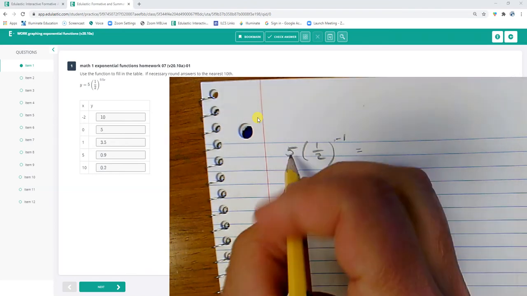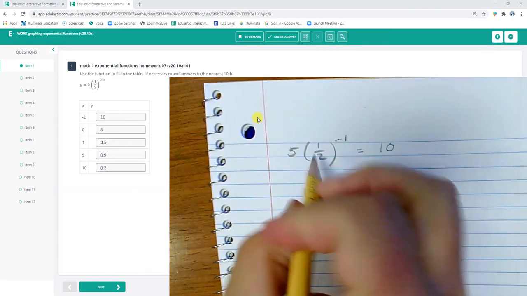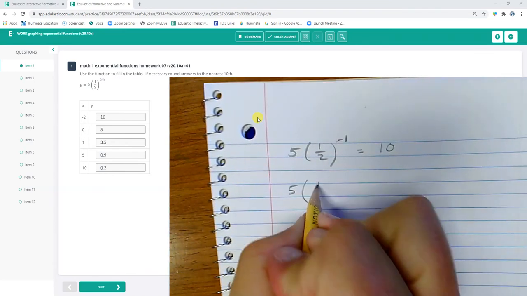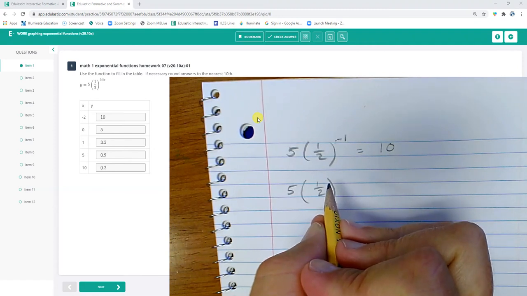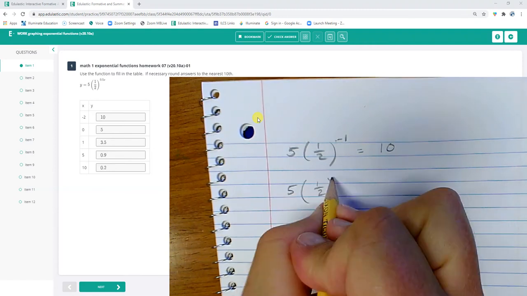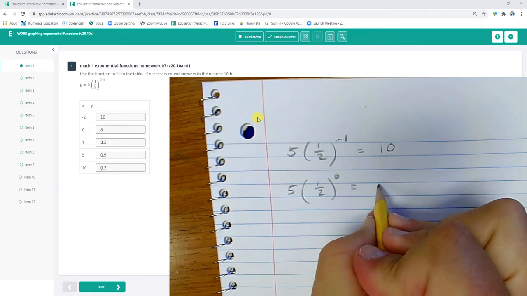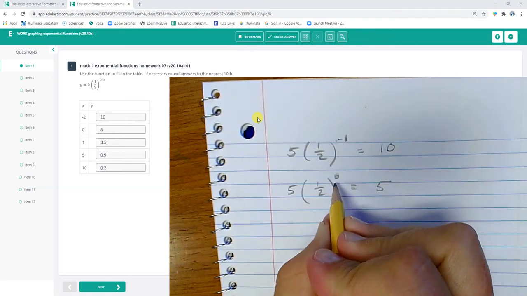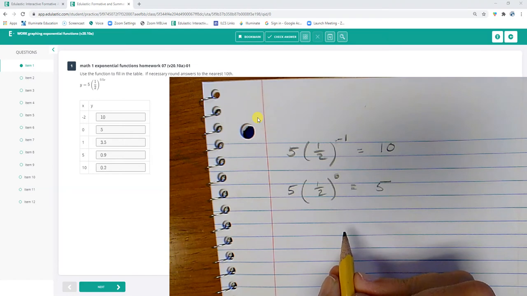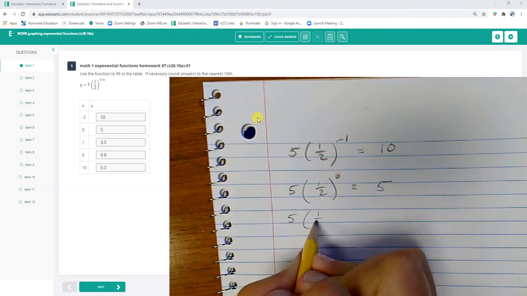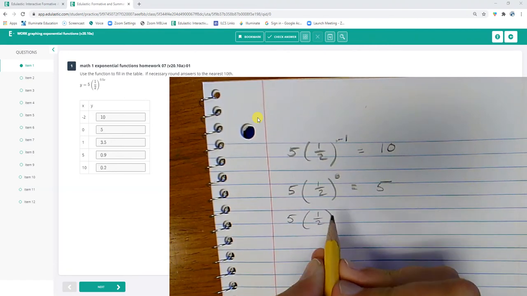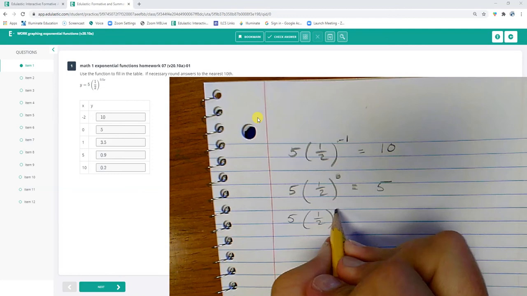And now we're going to do it again. So we're going 5, 1/2. Next one is, let's see, 0.5 times 0, which is 0. So we're going to raise it to the 0 power, which will give us a 5. Anything to the 0 power is 1. And you see I've typed that into the table already. Next one, we're putting in a 1, so it's going to be 5, 1/2, raised to the 0.5 times 1, which is 0.5.